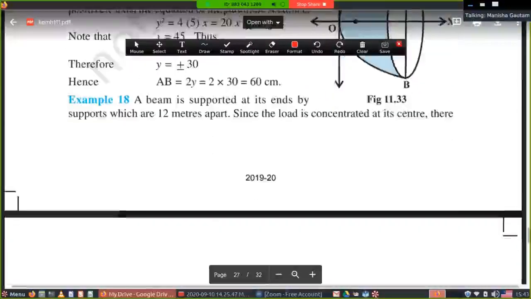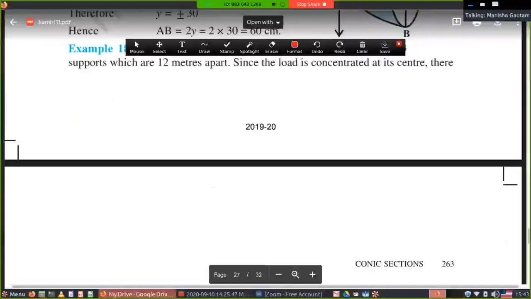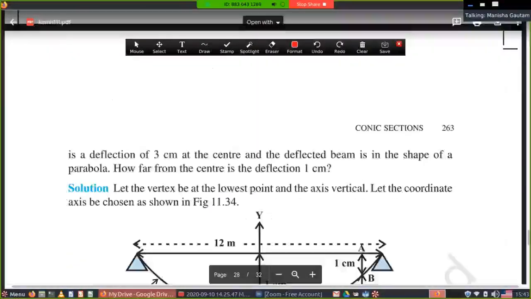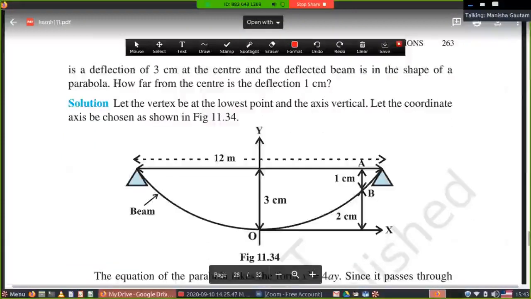Read the statement. A beam is supported at its ends by supports which are 20 meters apart. Since the load is concentrated at its center, there is a deflection of 3 centimeter at the center, and the deflected beam is in the shape of a parabola. How far from the center is the deflection 1 centimeter?